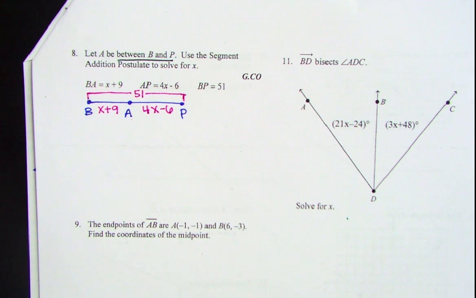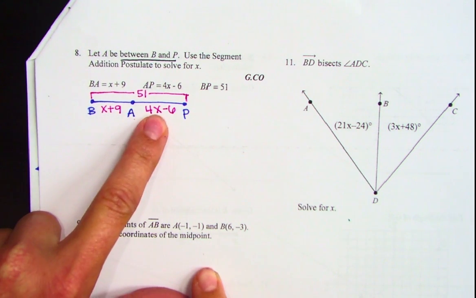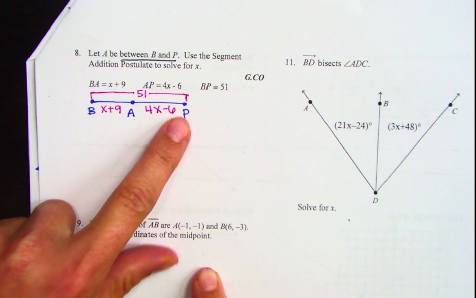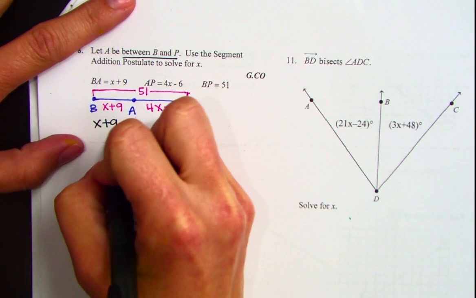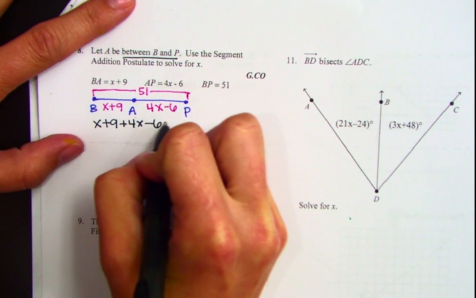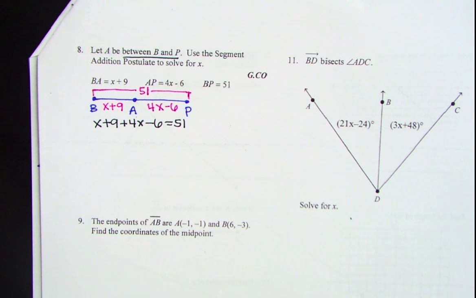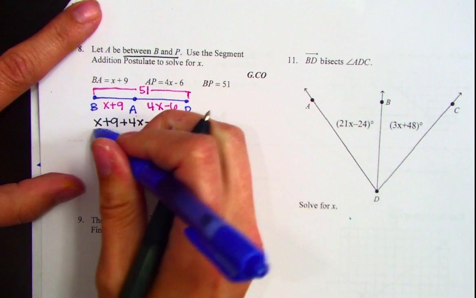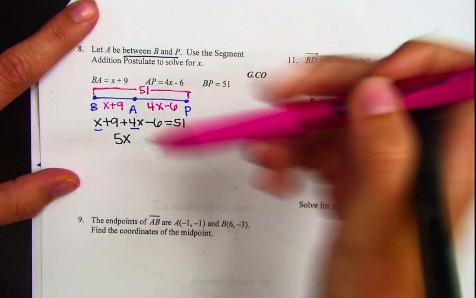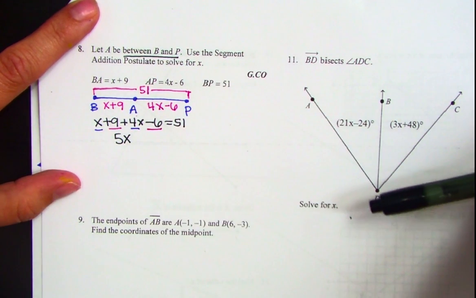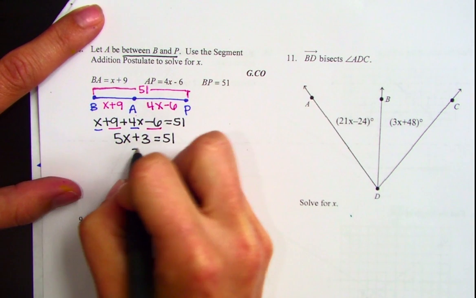So using my segment addition postulate, I know this segment plus this segment equals the entire segment. So I'm going to create my equation like that. x plus 9 plus 4x minus 6 is equal to 51. And then again, I'm going to solve for x. I need to combine like terms. So 1x plus 4x will give me 5x. Then I have positive 9, negative 6 gives me positive 3. That's equal to 51. Then I'm going to subtract 3.